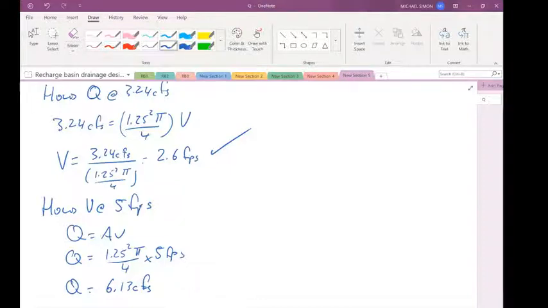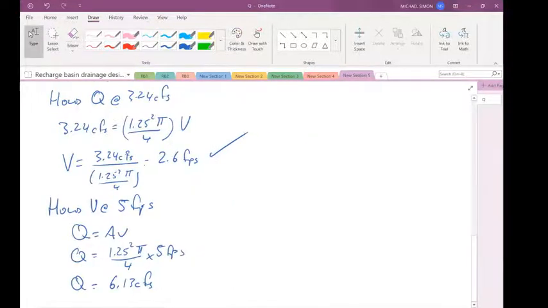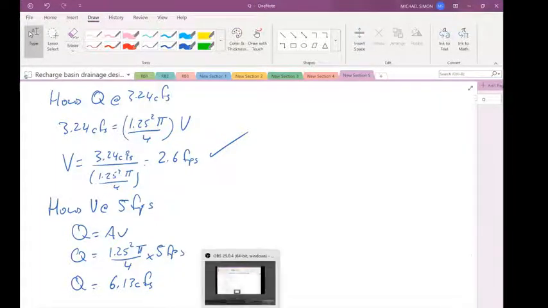So this gives you a quick idea of the Q equals AV formula and how we can use that in different ways. I'll show you different ways of solving that problem. So let's take a look at another one in a second.